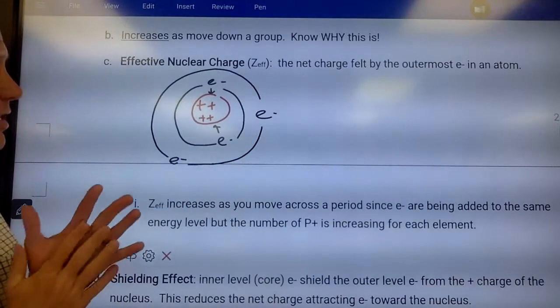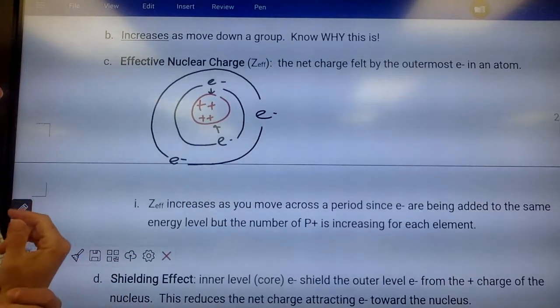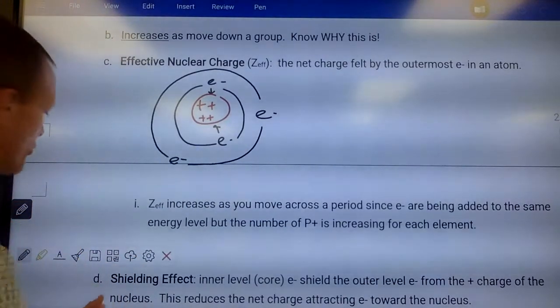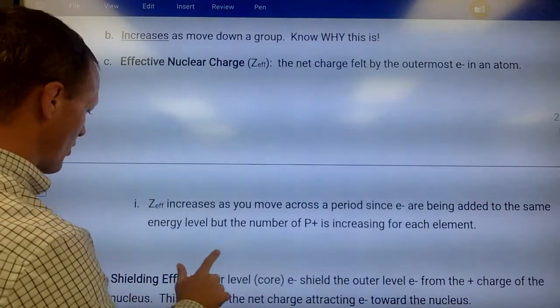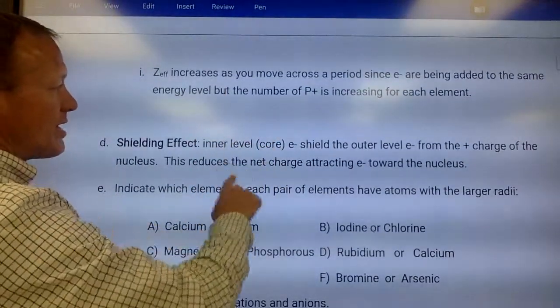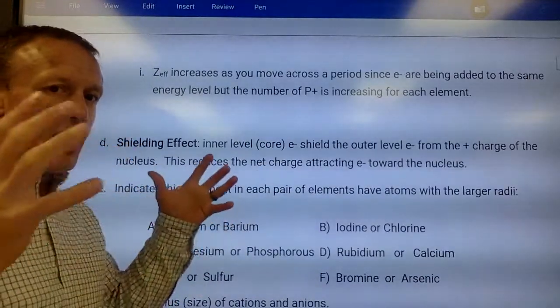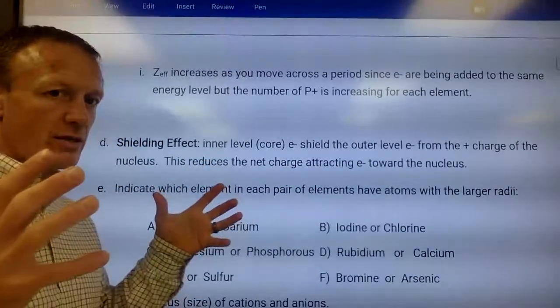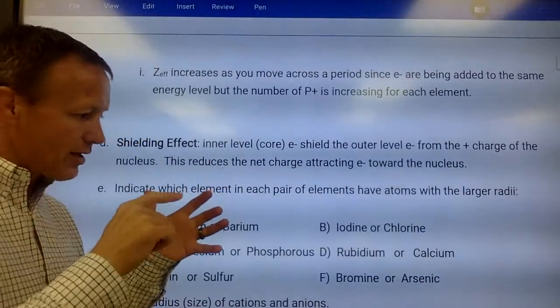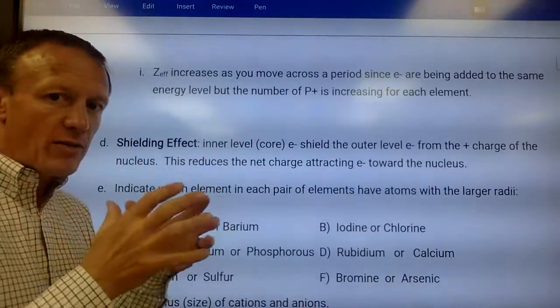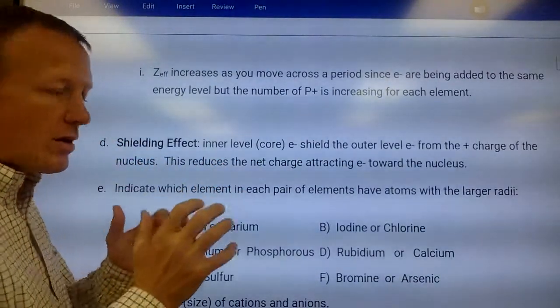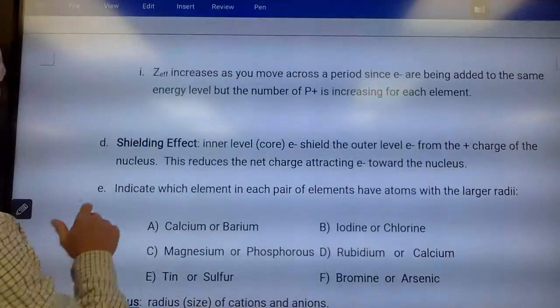The ones in the outer energy level are going to feel the same attraction. There is something called the shielding effect, which we'll talk about a little bit in class: the inner level electrons shield the outer electrons from feeling the pull of the nucleus. So if there's a whole bunch of inner electrons, they kind of shield those outer ones from feeling the pull of the nucleus. That will not be a huge deal, but that'll happen a little bit.